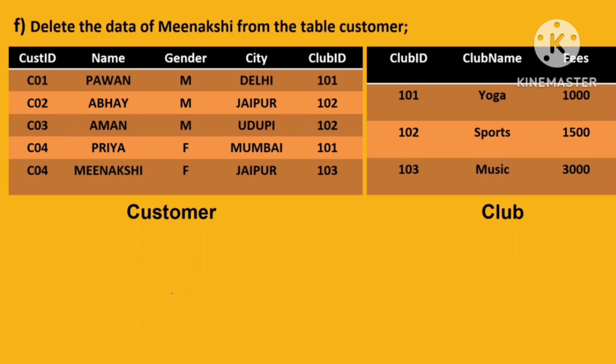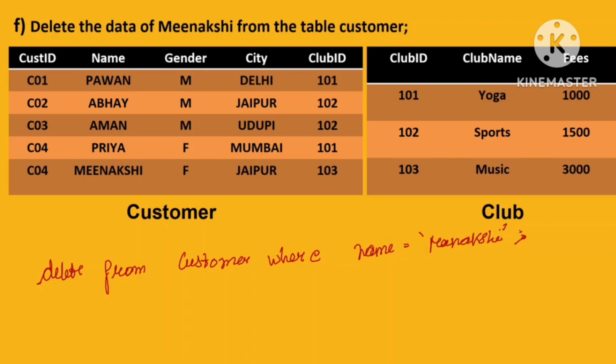Then the next one: delete the data of Meenakshi from the table customer. So for deleting the row, we will use the delete command. Delete from table name. Directly table name, you should mention: delete from customer where name equal to Meenakshi. So this row will be deleted.